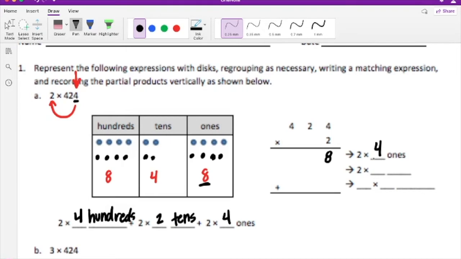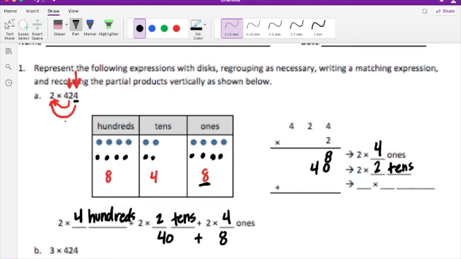Then we did 2 tens times 2. Right, here are 2 in the tens place. We're going to multiply that times 2. 2 tens times 2 is 4 tens. 4 tens equals 40. So again, to recap, we did 8 plus 40. Right, 2 tens times 2 is 40.